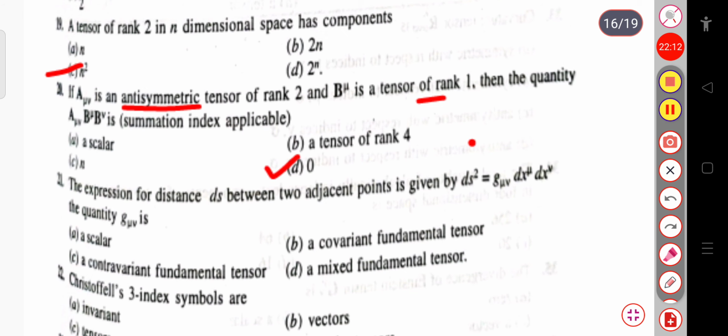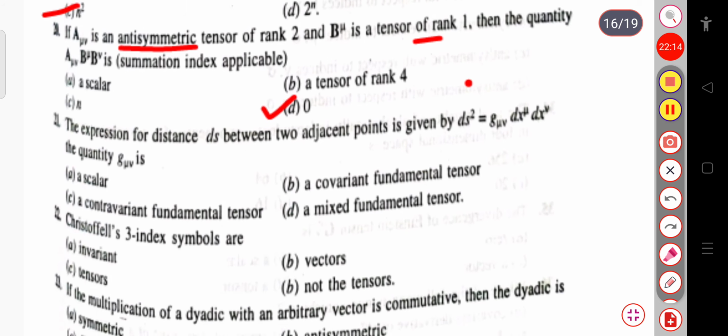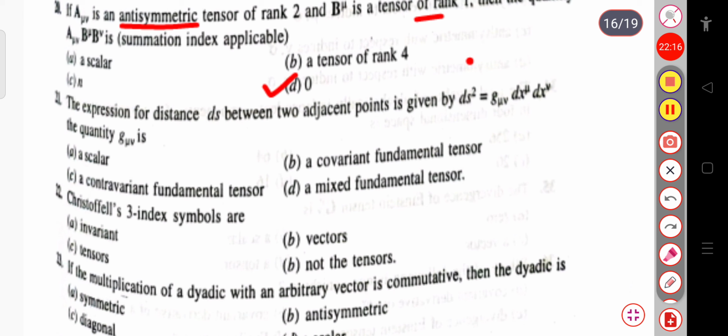Then the next question is, the expression for the distance between two adjacent points is given by ds square equal to g mu nu dx mu dx nu. This quantity g mu nu is a scalar, or a covariant fundamental tensor, or a contravariant fundamental tensor, or a mixed fundamental tensor. So you can see here mu nu is present as lower indices. So no doubt it is a covariant tensor. So this is the covariant fundamental tensor.